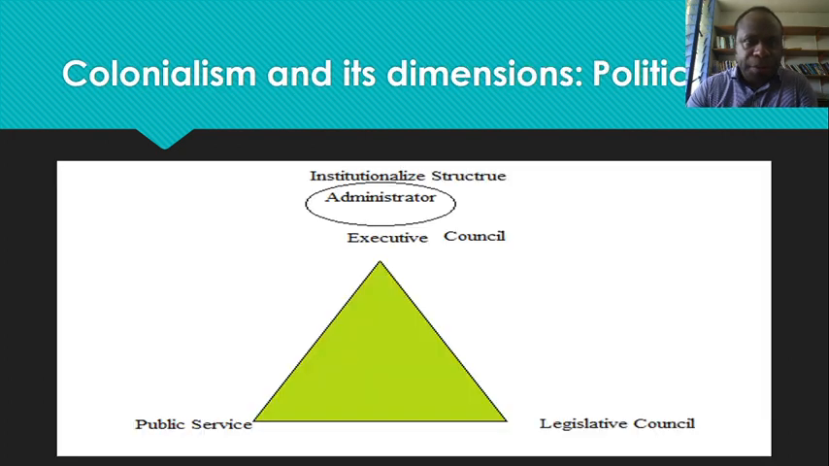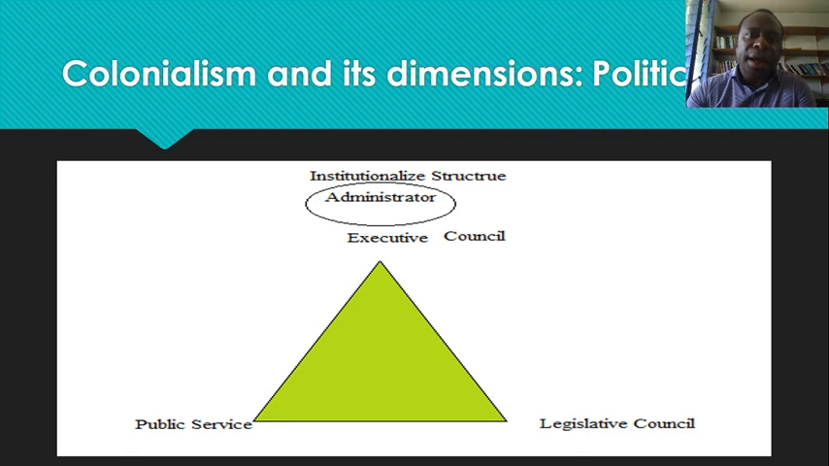Okay. Now this is the colonial structure or the political structure that was introduced, the dimension that was introduced and later adopted. Okay. Most of the structure is still present today in our political system. Okay. So formally, the institutional structure, you have the administrator on top, which was usually known as the role of the governor. Okay. And then you have the executive, legislative, and the public service. This structure was introduced in 1949, okay, and by 1951 the Legislative Council.